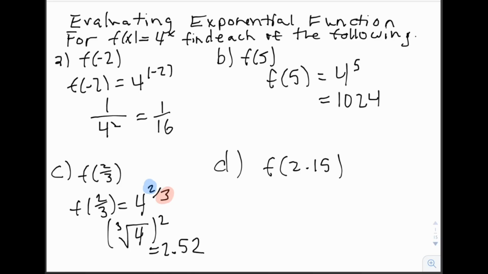Okay, now we have d. We want to evaluate this 2.15 in our function. Again, every single time we see an x, we replace it with this 2.15. So that should get us 4 raised to the 2.15, or in other words, 19.698.